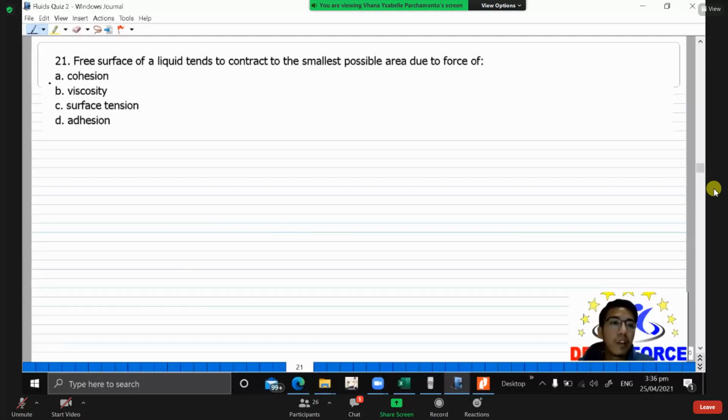Okay, next number 21. Free surface of a liquid tends to contract to the smallest possible area due to the force of surface tension. Parang yung kanina yung sa droplets in the faucet or the raindrops, pwede rin.